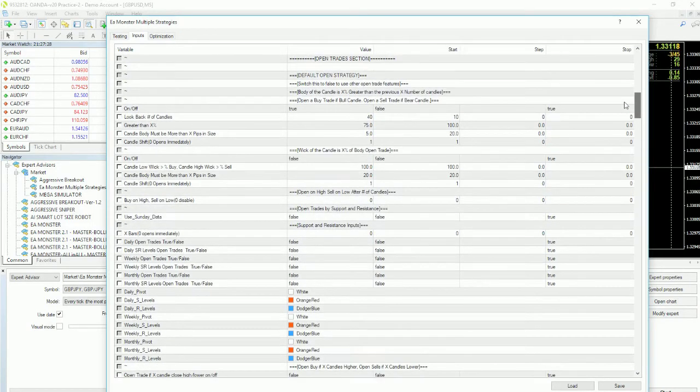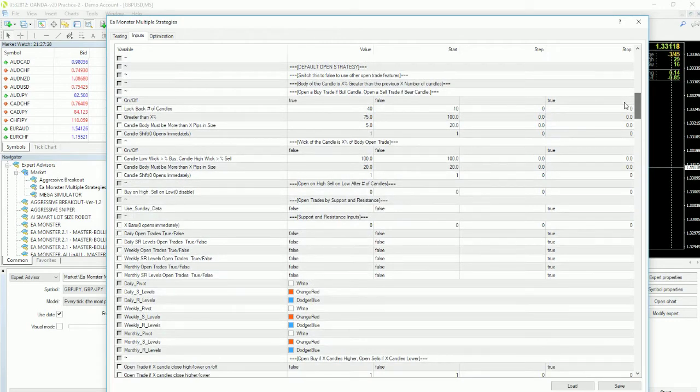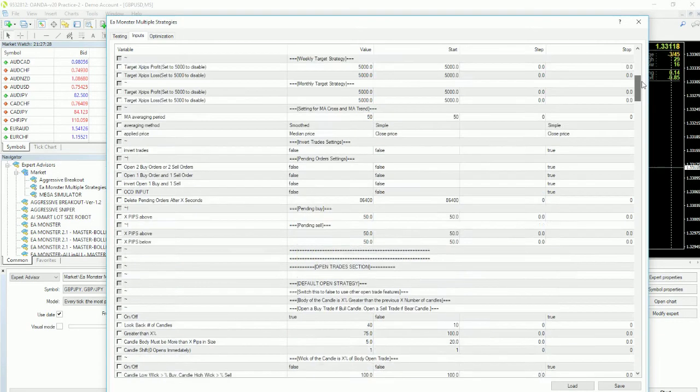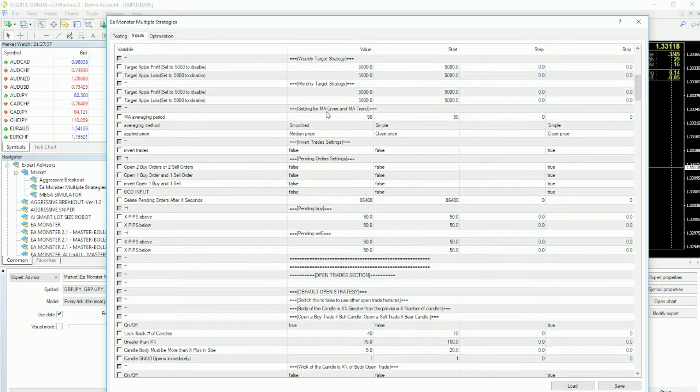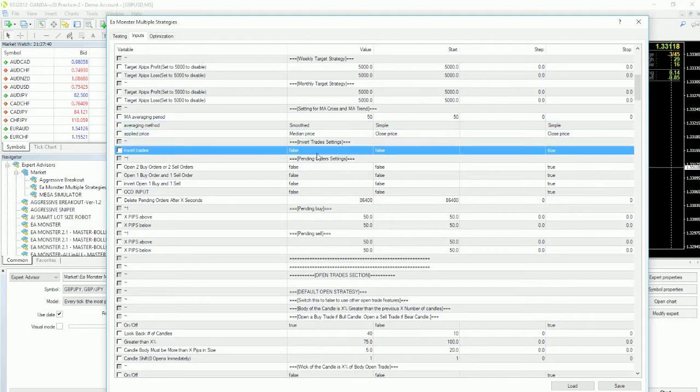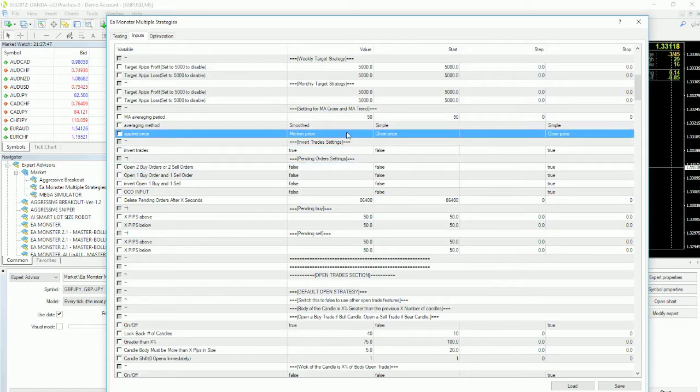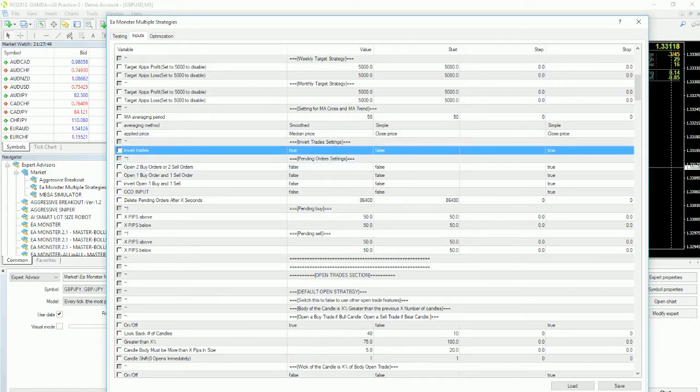It was another strategy I developed a long time ago. And where are we now? Okay, here we are. We did that. Okay. And now we've got Invert Trades, which is very self-explanatory. You put that to true and everything will invert to the opposite trade. I do use it.